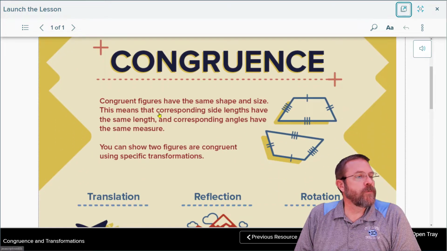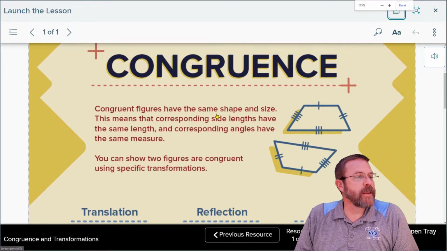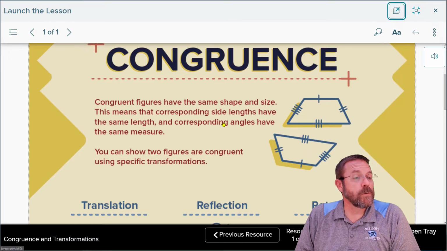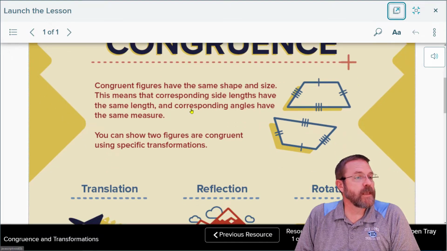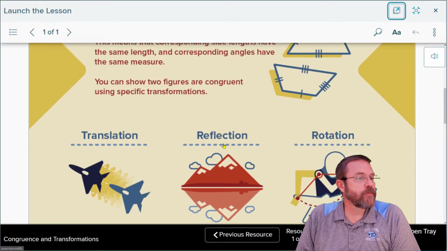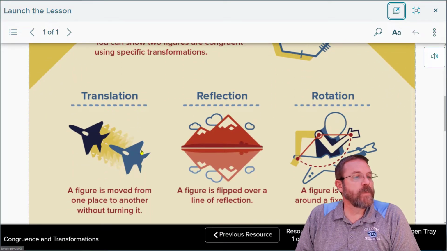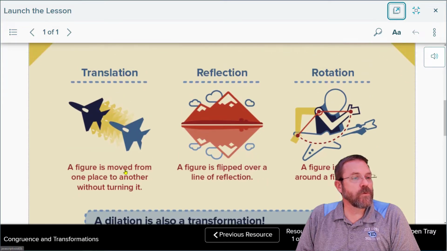It says congruent figures have the same shape and size. This means that corresponding side lengths have the same length and corresponding angles have the same measure. You can show two congruent figures using specific transformations. So the first one would be a translation, and a translation here you can see you're moving a figure from one place to another without turning.